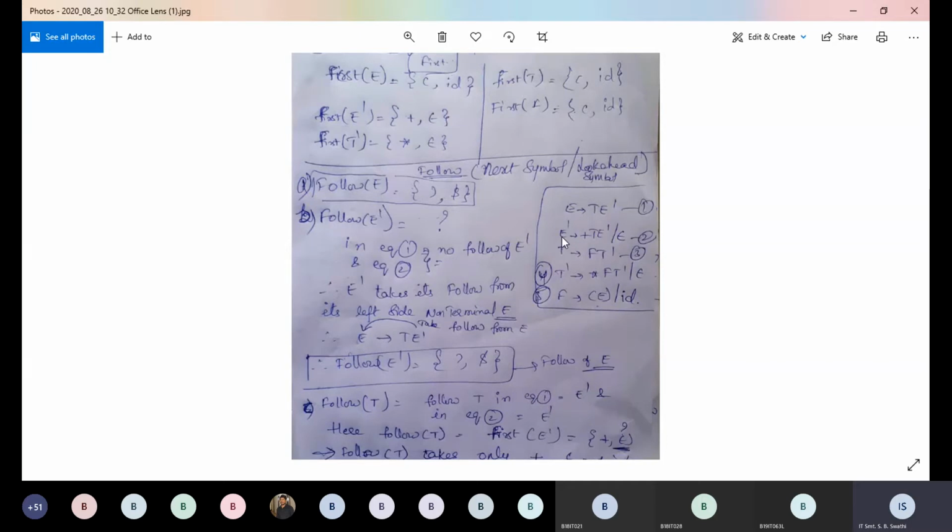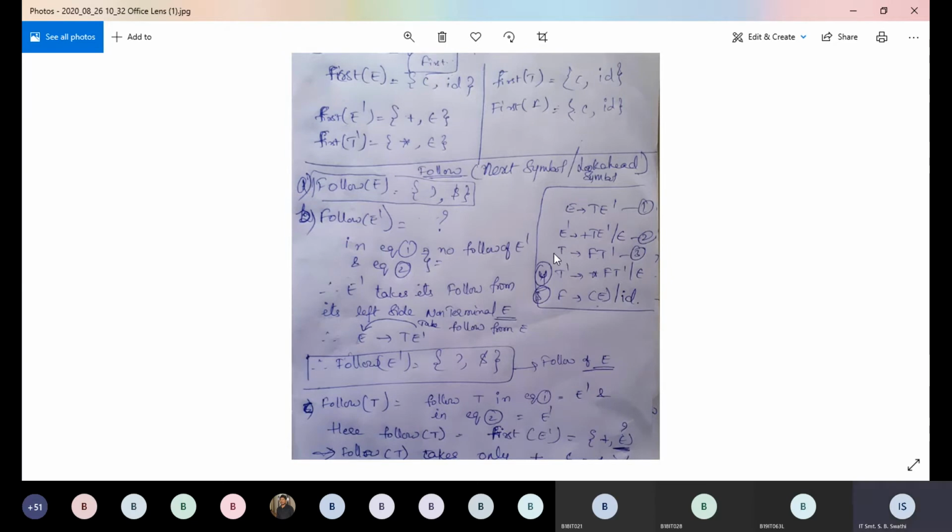Is this clear, everyone? Students? Yes? CR, is it clear? Are you able to understand? Yes, ma'am. Okay. Then again, go for the third production. In this way, for all the left side non-terminals, for all the variables, you should find the first.